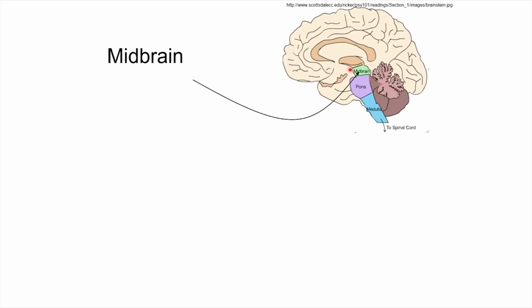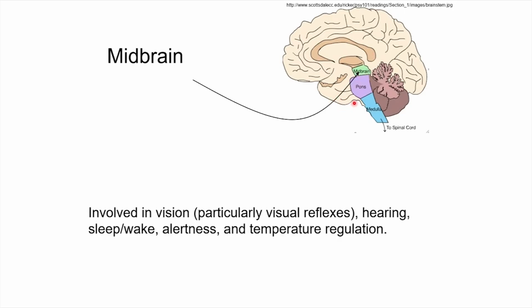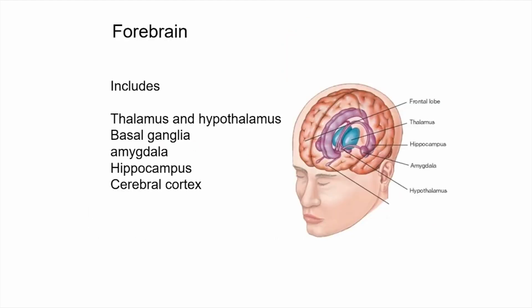Now let's look at the midbrain. So midbrain is this small structure here in the middle of the brain. And like pons and medulla, the midbrain is also involved in some very basic functions of the body. Functions that are mostly involuntary, like visual reflexes or hearing or the control of sleep-wake cycle, maintaining alertness in the body and maintaining temperature in the body. So these are basic functions that are conserved across a variety of animals, and this midbrain is also a structure that is highly conserved across animals.